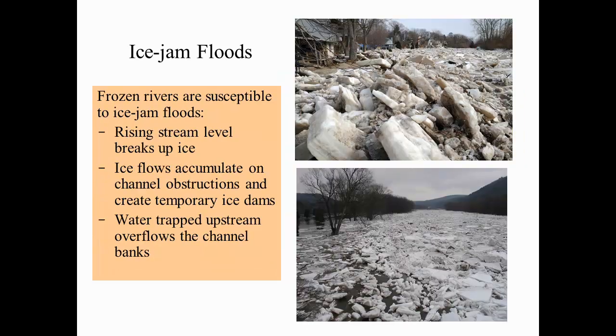Ice jam floods occur when frozen rivers are susceptible to them. What happens is that rising stream levels, particularly in the spring, will start to break up the ice. The ice floes will then accumulate on channel obstructions and create temporary ice dams, and as a result, water trapped upstream will overflow the channel banks.